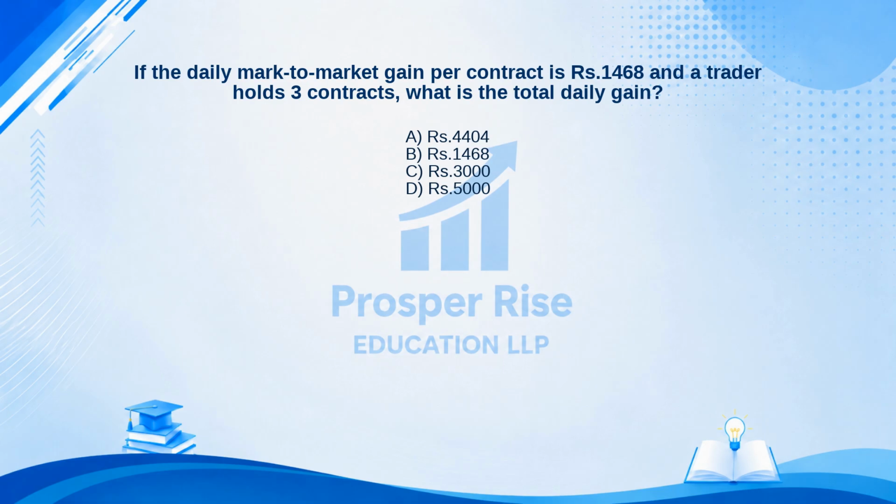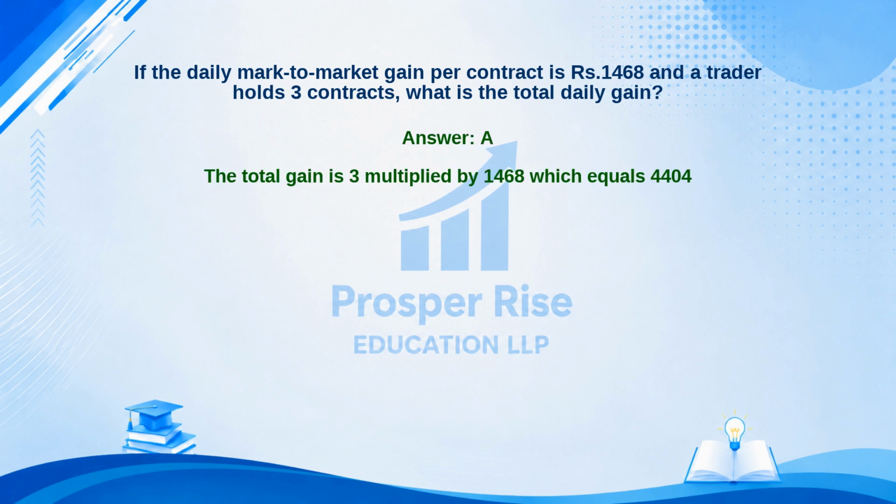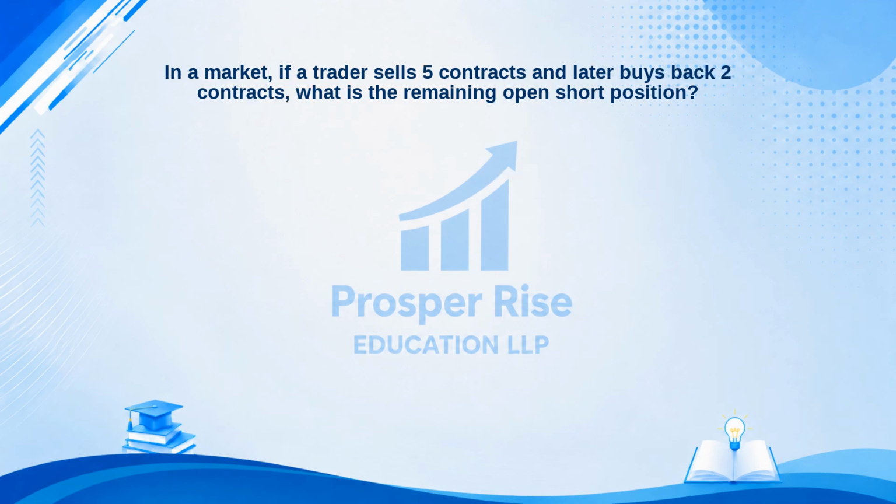The correct answer is Option A. Let's see why. The total gain is 3 multiplied by 1,468, which equals 4,404. Test your knowledge with this one.